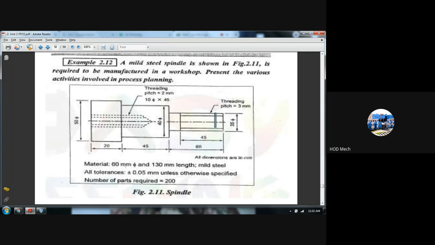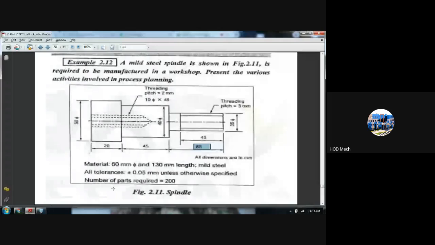Coming to length, you have to check it. What will be the total length of your product? So 60 plus 40, 100, plus 10, 130. Right? So the length is exactly what you are supposed to have.